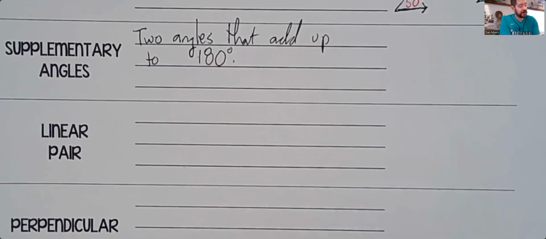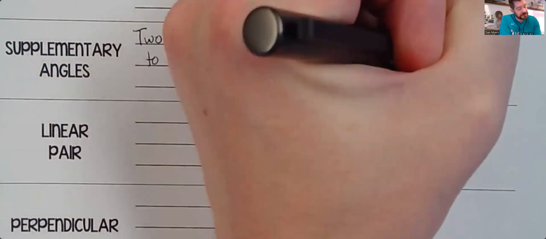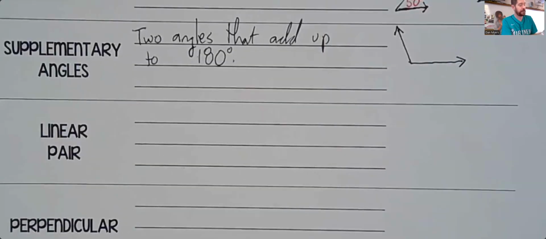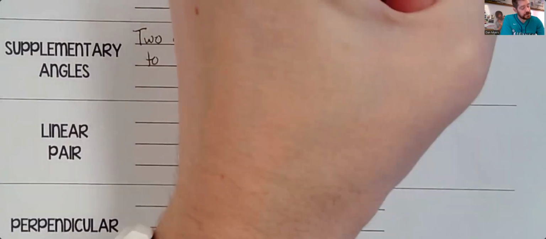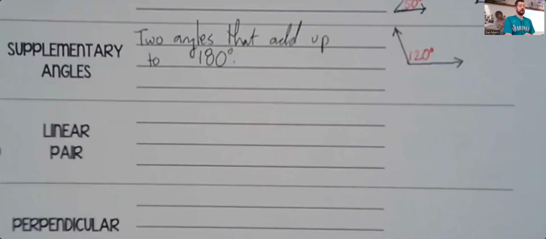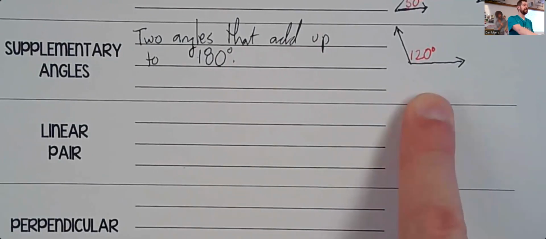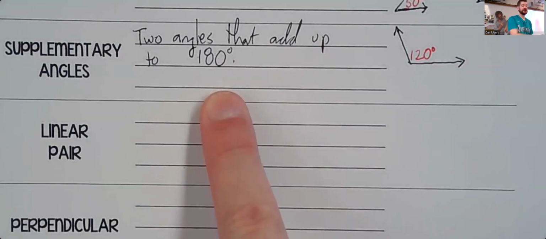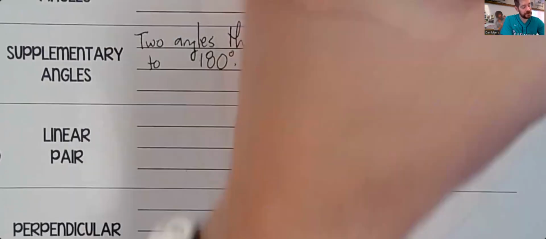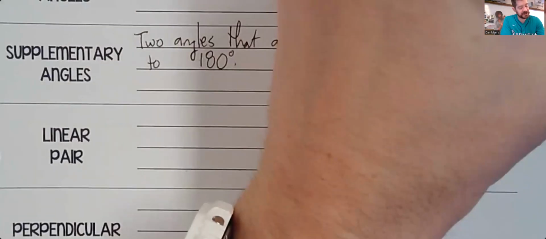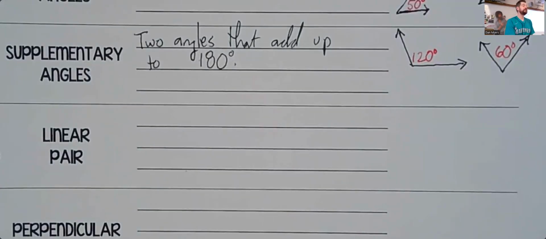So let's see, if we have an angle that is, let's call this one 120 degrees. What would another angle have to be equal to in order to be supplementary with this one? 60, yeah. Because 120 plus 60 is 180. So the two angles have to add up to 180. So we'll just call that one 60 degrees. There we go. So 120 plus 60 is 180. So those two angles would be supplementary.